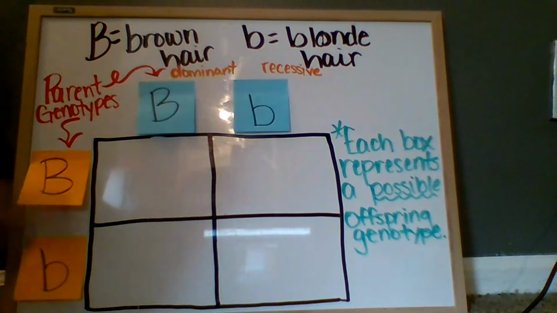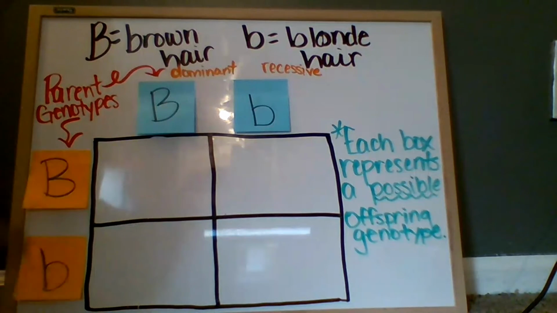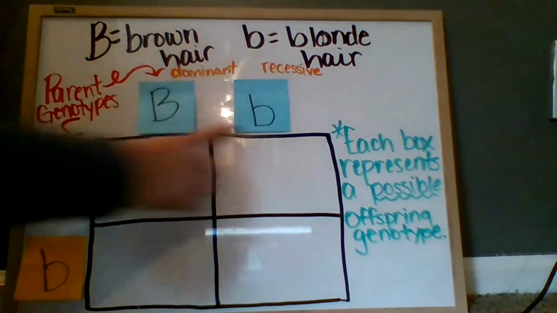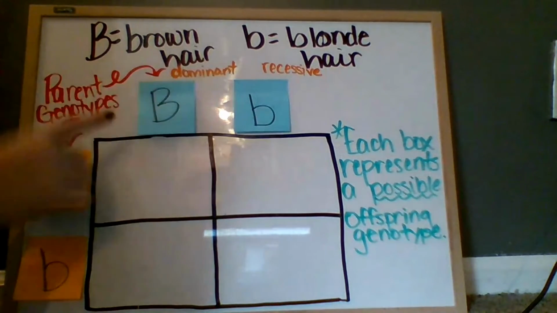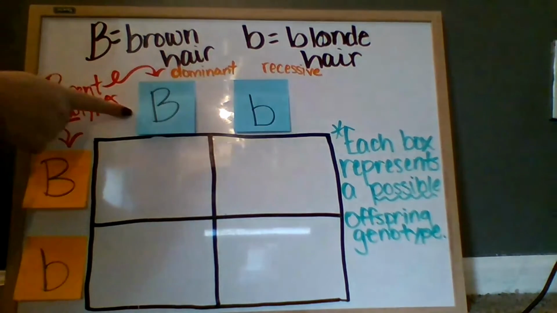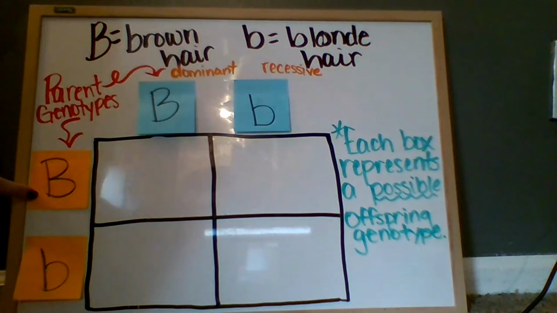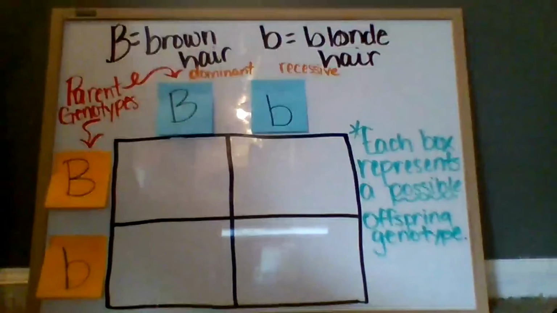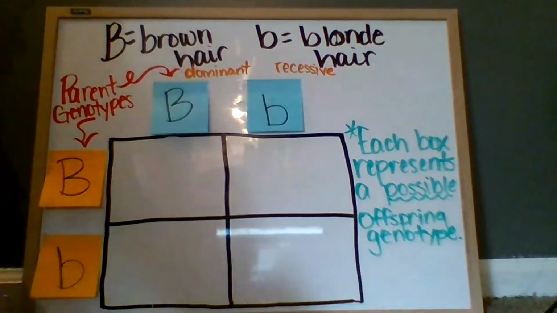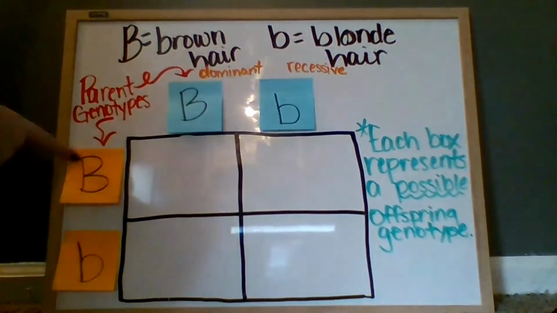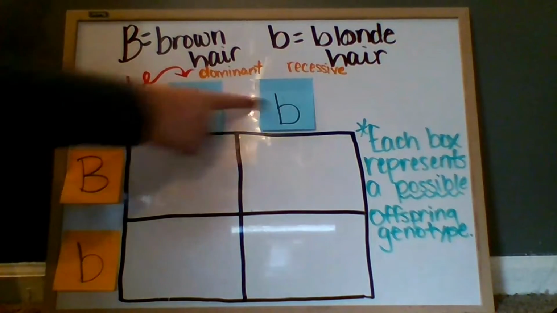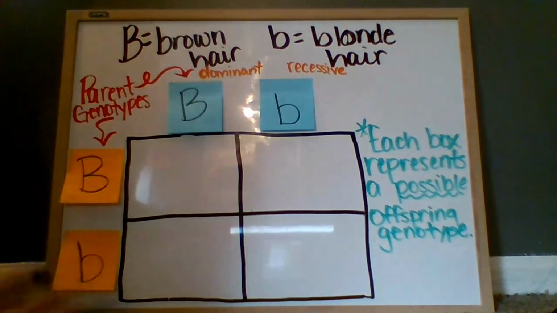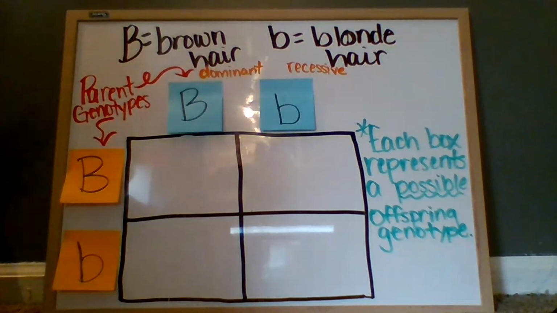Your parent genotypes, one parent will go on the left side, the other parent will go on the top. Now, this can interchange. I didn't have to put the male parent on the top. I didn't have to put the female parent on the side here. I just chose to do that. So if I were to flip it around where the blue sticky's here and the orange sticky's here, we will still get the same outcome.